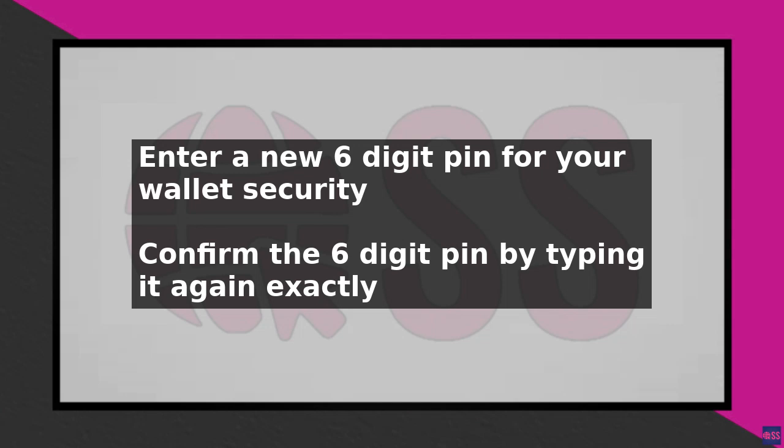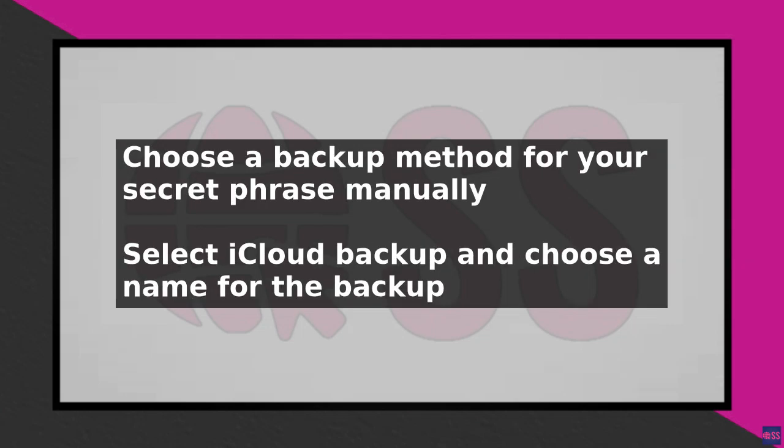Enter the 6-digit PIN and then confirm it by typing it again in the provided space. After that, you'll have the option to back up a secret phrase, either manually or to iCloud. Choose your preferred backup method, and if using iCloud, select a backup name, for example, Main Wallet, and tap Continue.